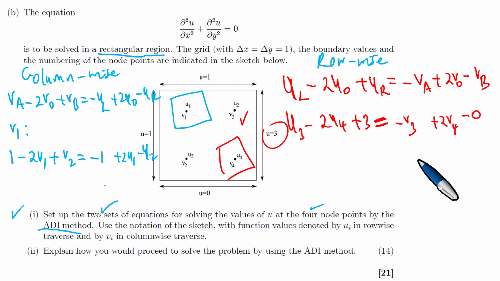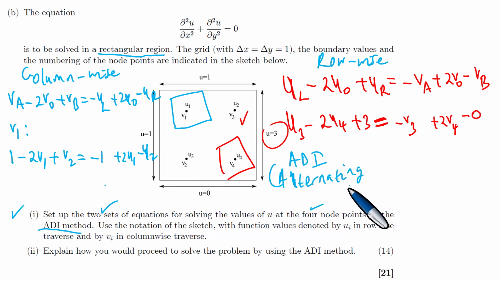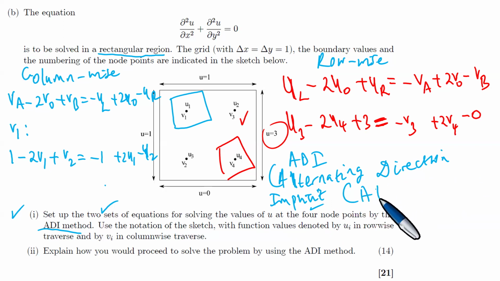And then, right, we continue. There's something more I want to say. Now this ADI method is a very, very important method. ADI stands for alternating direction implicit. Alternating direction implicit, and we say it is namely the ADI method.